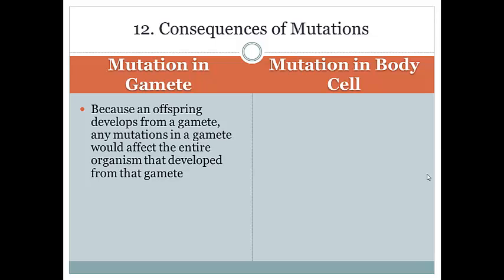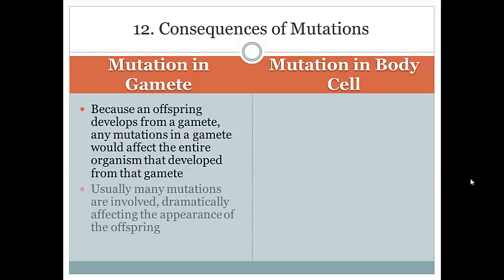If something's wrong with one of them, it's going to be carried to all of the cells that develop. Usually many mutations are involved, many chromosomal mutations, so this will have a dramatic effect on the appearance of the offspring.